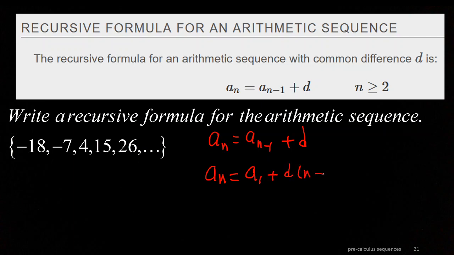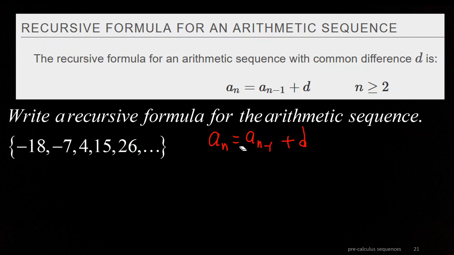d times n minus 1. This really, if you're given this, you can just simplify it. And that would be actually dn minus d, and then you get an explicit formula. So let's call this explicit. Let's call this recursive. All right, so that's recursive. So what do we want here? To find a recursive formula is the easiest thing to do because all you have to do is what? Find your d.